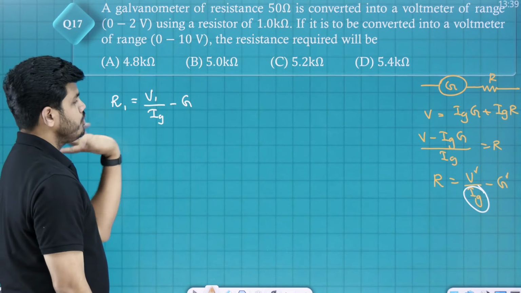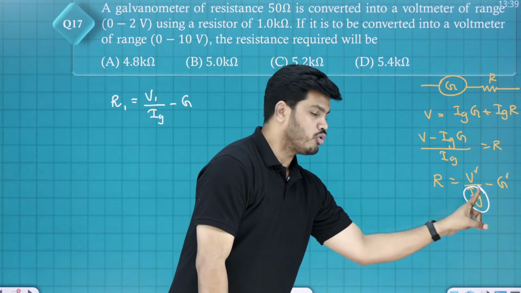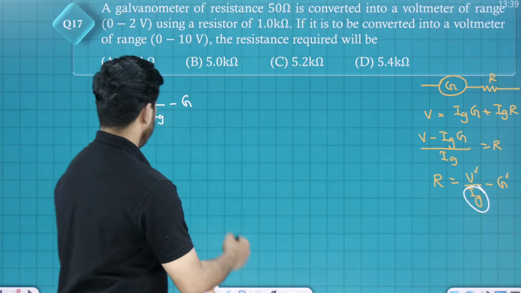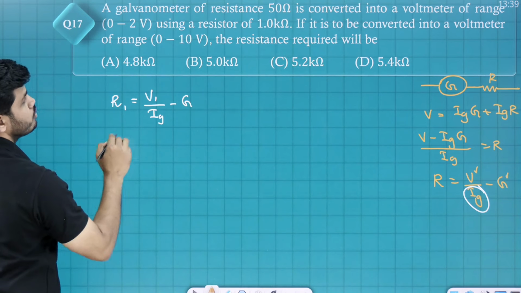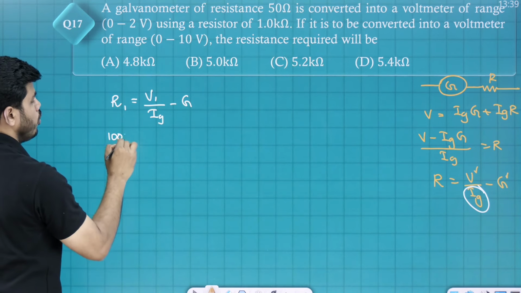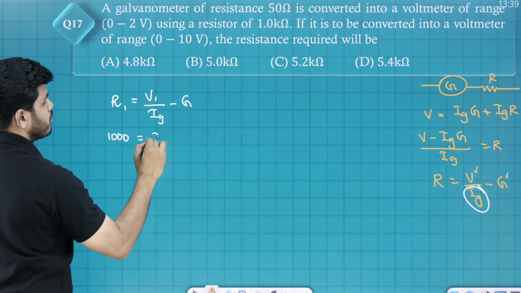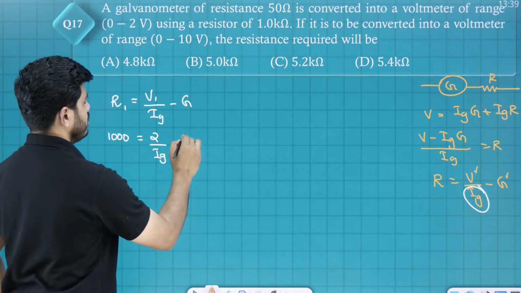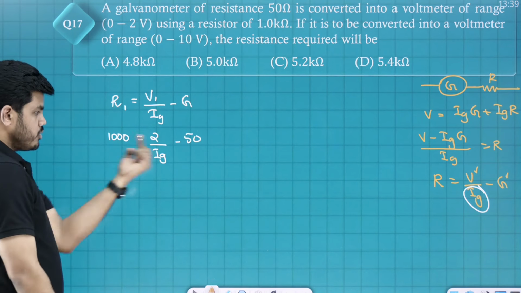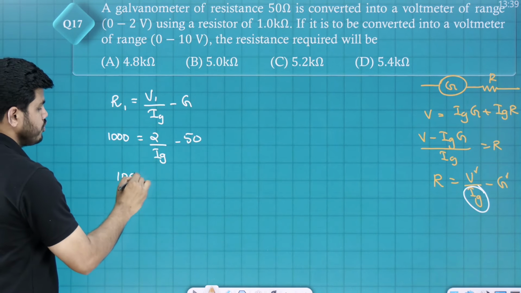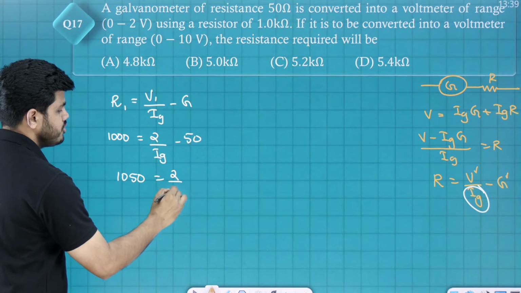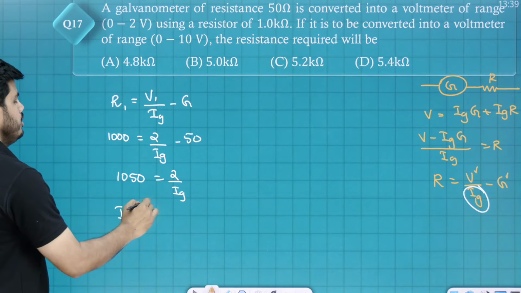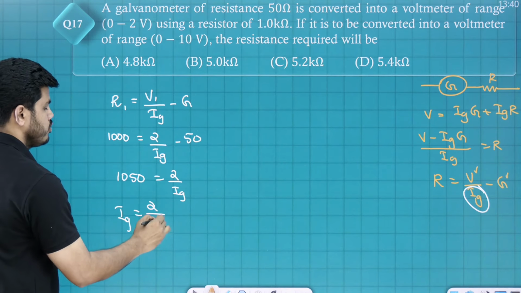See, R and V only will be different in different cases. Same voltmeter, same galvanometer, so Ig and G remain the same. Yes. And these values are given. R1 was 1 kilo ohm. So 1000 ohm is equal to the range of that voltmeter, 2, divided by Ig, minus G. What is G given? 50. So if you take that 50 to the other side, we get 1050 is equal to 2 divided by Ig. Then what is the Ig? Full deflection current. Ig is equal to 2 divided by 1050.